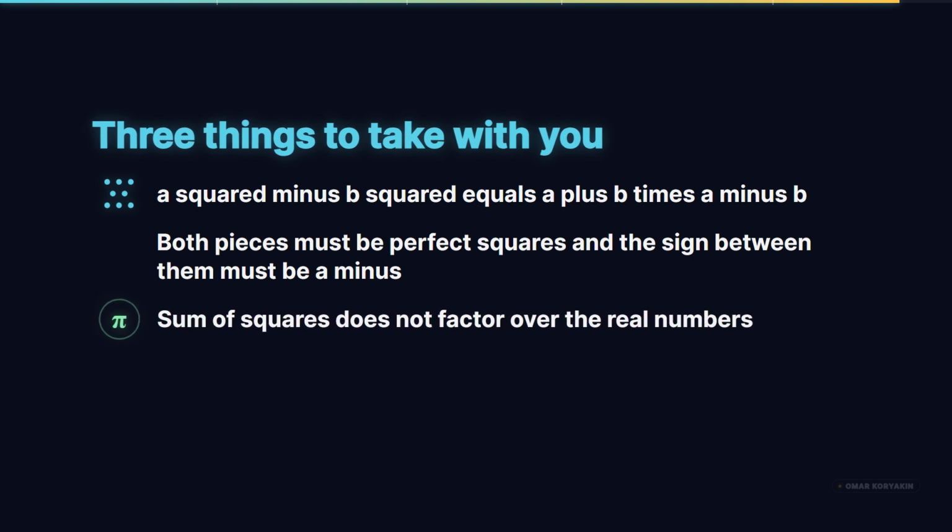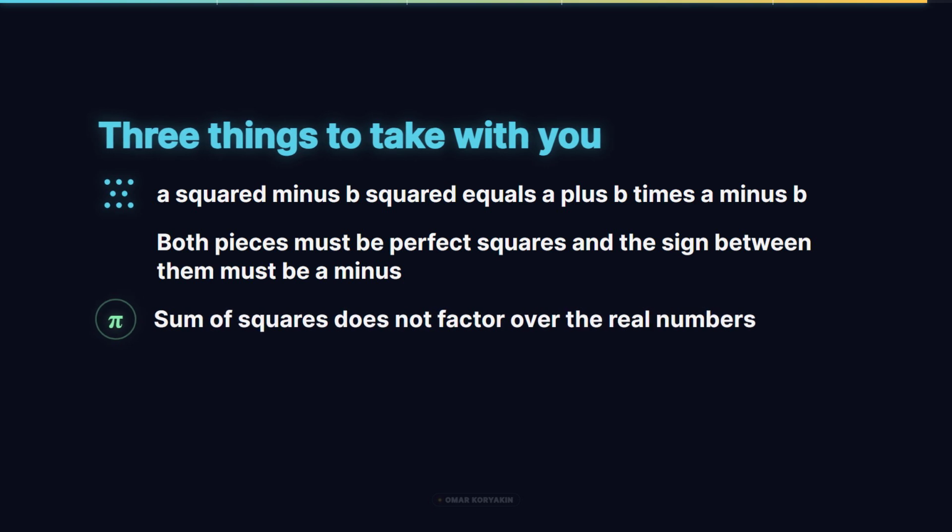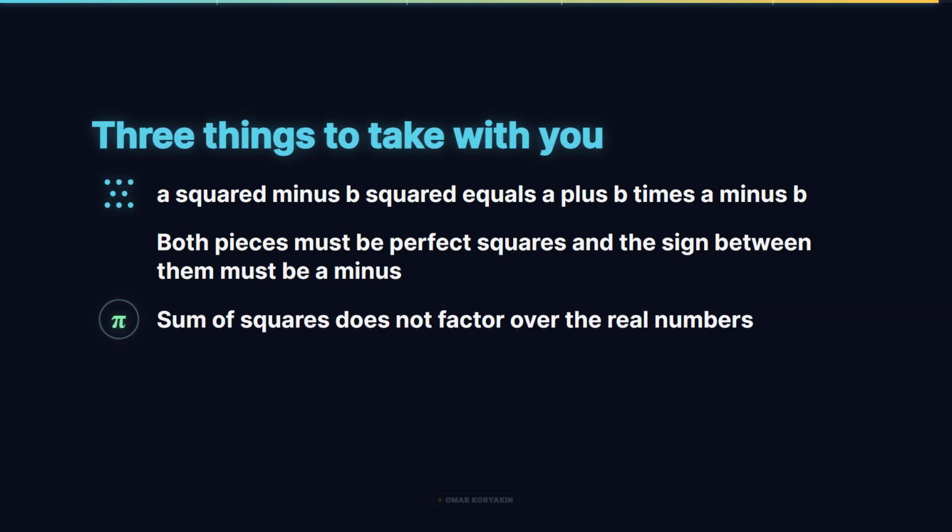A sum of two squares, a squared plus b squared, does not factor over the real numbers. There is no pair of real binomials whose product gives back a sum of squares. That is why x squared plus 4 in example 2 stays unfactored in the final answer.